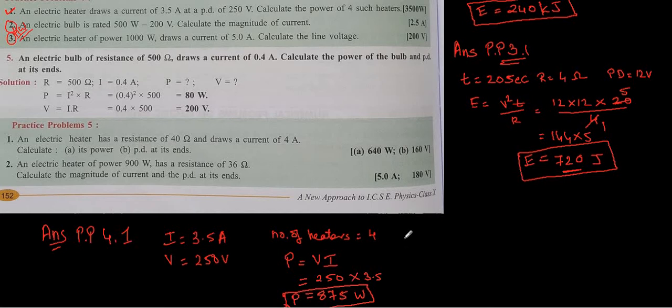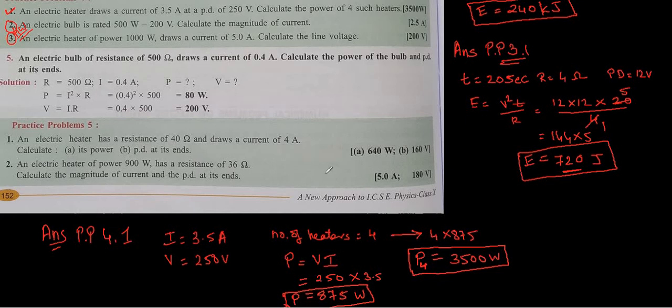How many heaters are there? There are 4 heaters. So 4 multiplied by 875. How much you get? 3500 watt. So this is the power consumed by 4 such heaters. Understood? So we write down power for 4. So I have written P4. That is for the 4 heaters. And then I'll make a box here. I hope you understood this one. It is pretty simple.